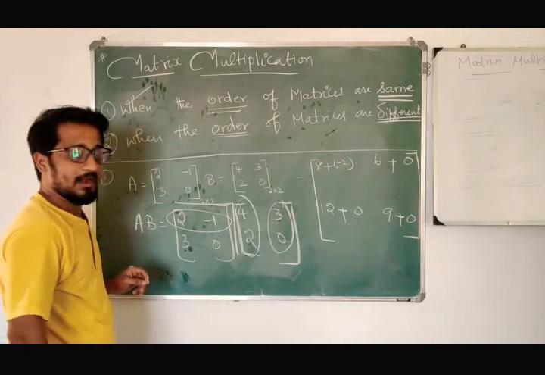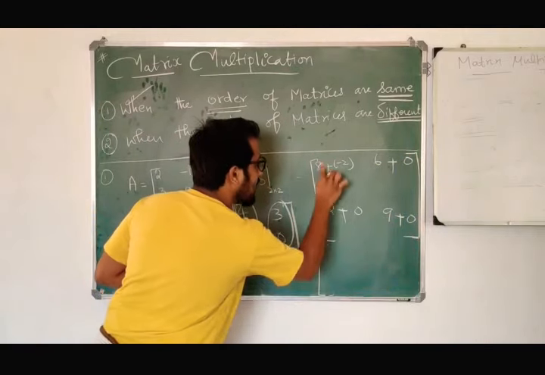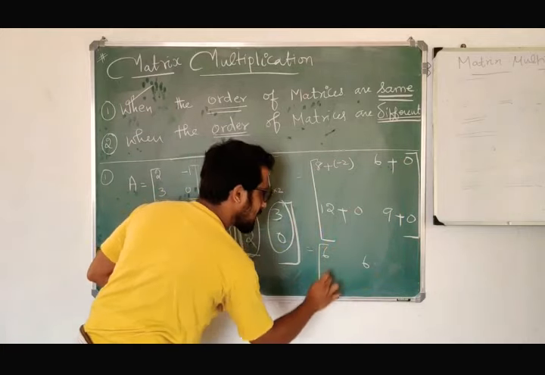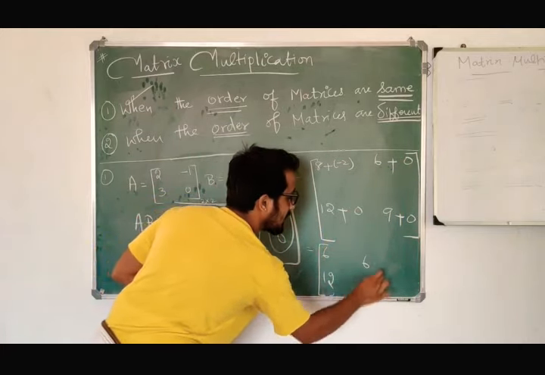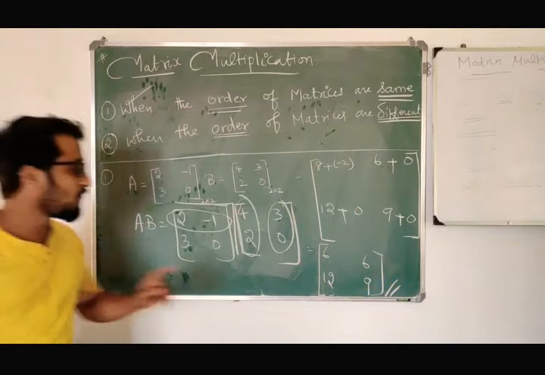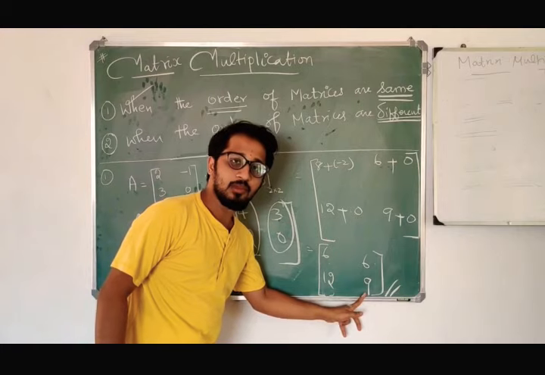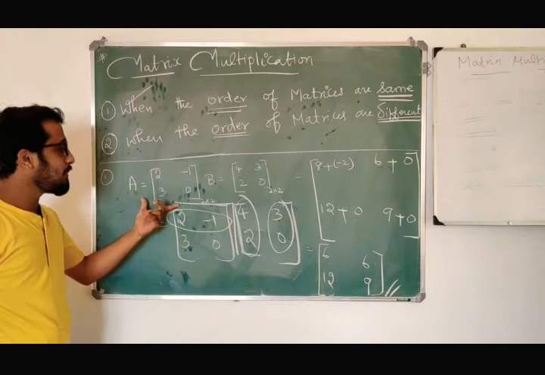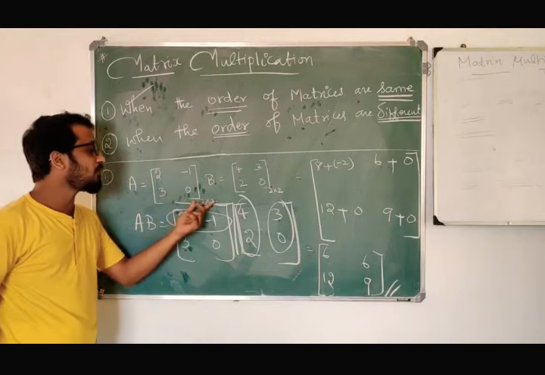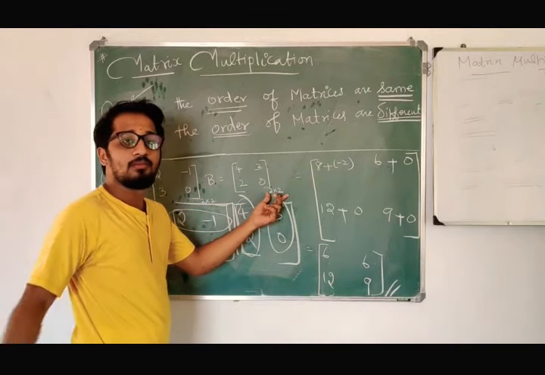This is the resultant matrix. That means 8 minus 2 is what? 6. 6 plus 0, 6. 12 plus 0, 12. 9 plus 0, this is 9. This is the resultant matrix of order 2 by 2. Now this is the matrix multiplication whenever the orders of the matrices are the same.